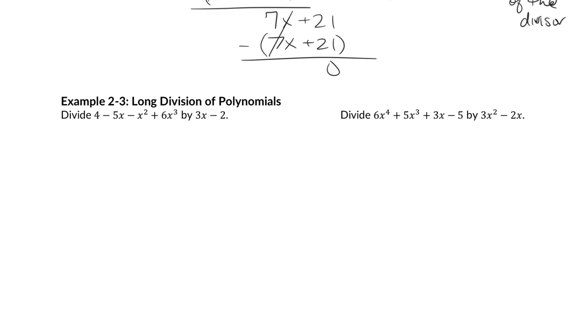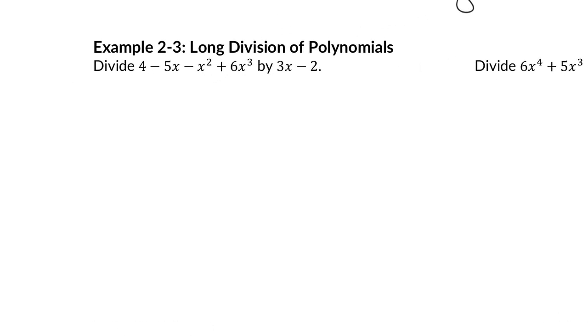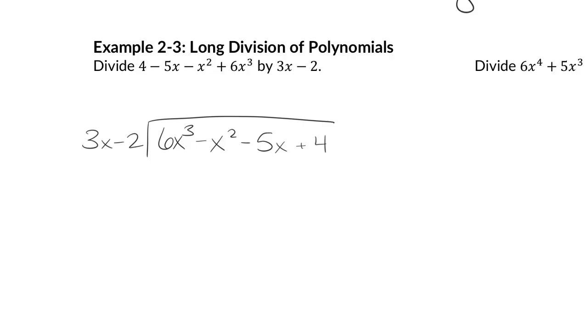We have 2 more examples to try. We'll zoom in on the first one. Divide 4 minus 5x minus x squared plus 6x cubed by 3x minus 2. Now, interesting, when we go to write this one down, we need to make sure we take this and write it in standard form. So I'm going to start with the largest exponent, 6x cubed, and then my minus x squared, and then my minus 5x, and my positive 4. We want to be sure it's written in standard form, so then we can write 3x minus 2 as our divisor.